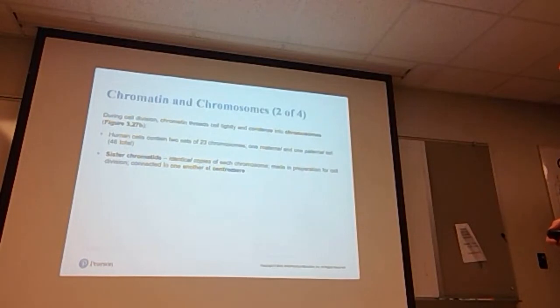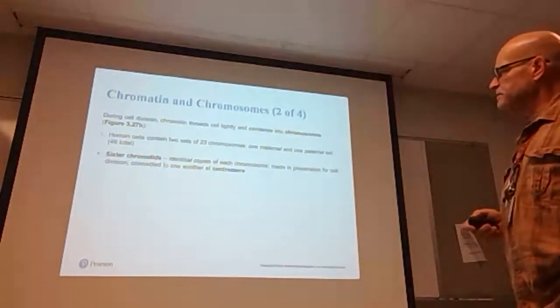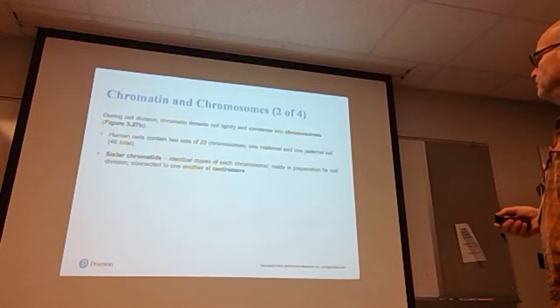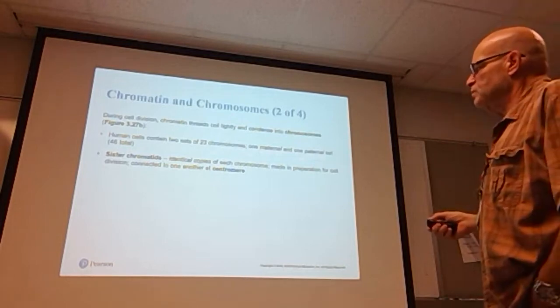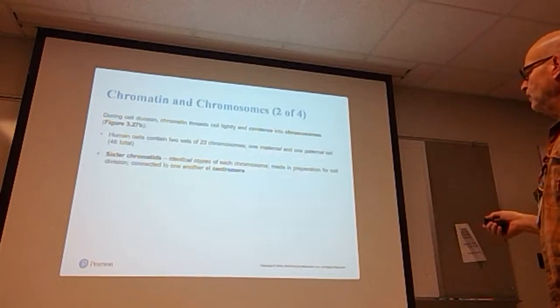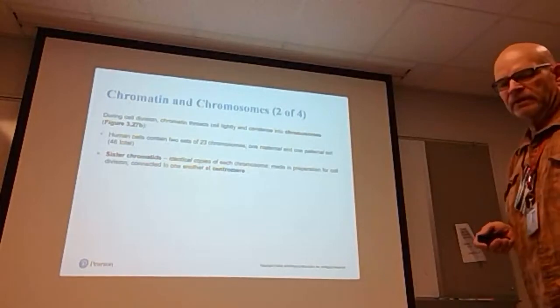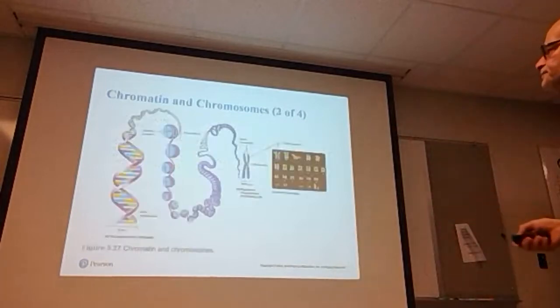During cell division, the chromatin coils even more tightly and condenses into that structure that we refer to as a chromosome. Human cells contain 2 sets of 23 chromosomes, one from your mom, one from your dad, so one maternal, one paternal, for a set of 46. Sister chromatids, which we will talk about, are identical copies of each chromosome, made in preparation for cell division, connected to one another at the centromere.